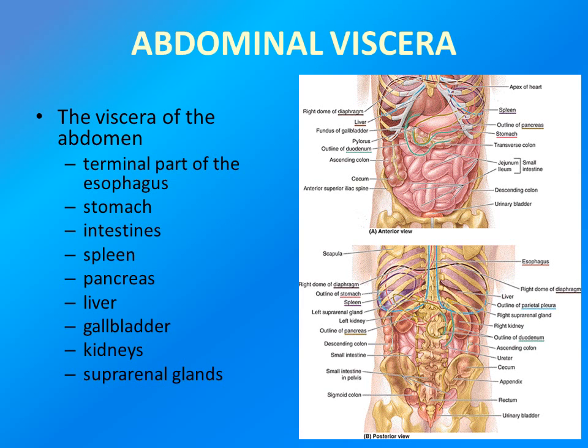Now let's discuss some general things about the abdominal viscera. Then we'll look at each organ separately and discuss its gross anatomy as well as its anatomical relationships. The abdominal viscera include the terminal part of the esophagus, the stomach and intestines, the spleen, the pancreas, the liver and gallbladder, kidneys, and suprarenal or adrenal glands. The kidneys and the adrenal glands will be covered in a separate module.